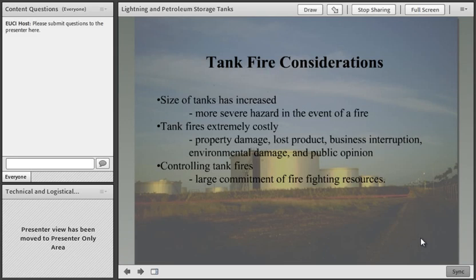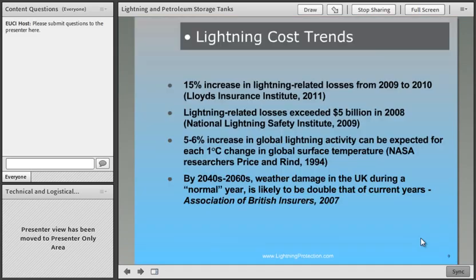And then thirdly, controlling tank fires. Obviously, if you have tanks, you need to have firefighting resources stationed nearby. That includes equipment and personnel that are trained to fight this type of fire.